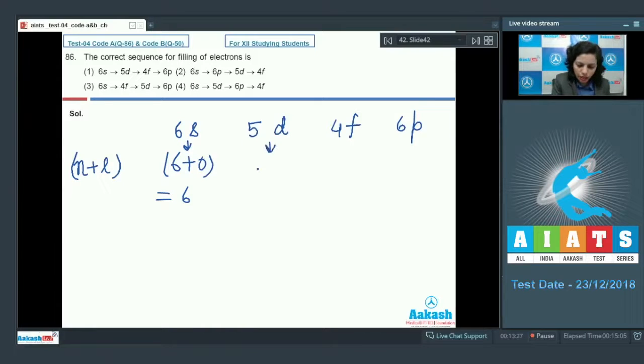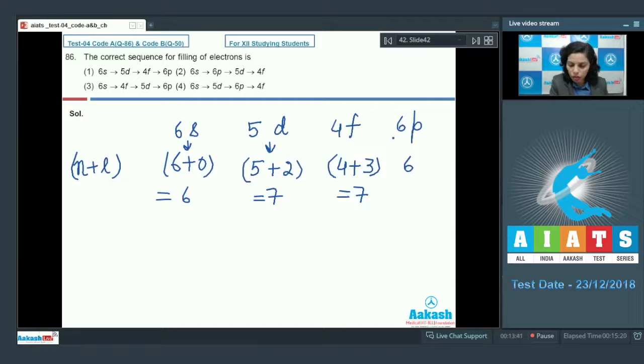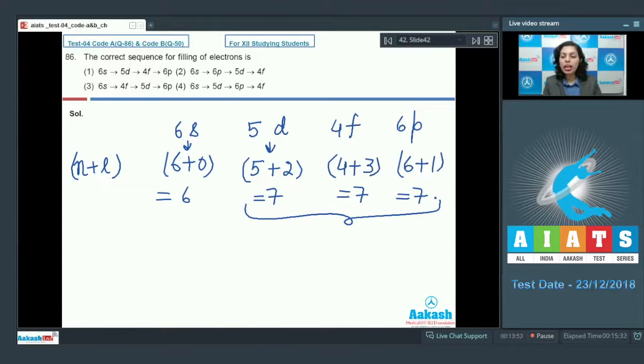There is 5d. n is 5 and l for d is 2. So, this would be 7. 4f. n is 4 and l for f is 3. This value is also 7. And now for 6p, n value is 6 and the l value for p is 1. This would be 7 also. Now there is again the situation in which all three values are the same.